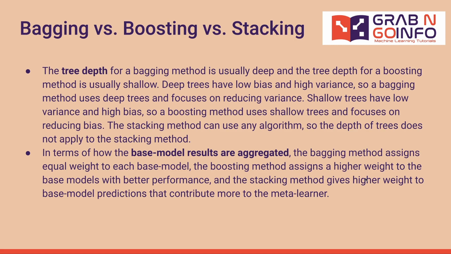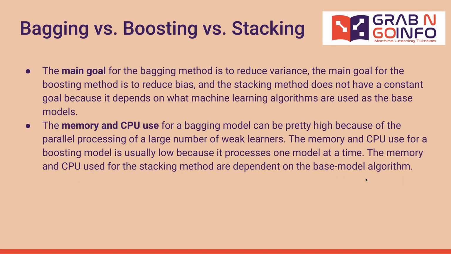In terms of how the base model results are aggregated, the bagging method assigns equal weight to each base model. The boosting method assigns a higher weight to the base models with better performance, and the stacking method gives higher weight to base model predictions that contribute more to the meta-learner. The main goal for the bagging method is to reduce variance, the main goal for the boosting method is to reduce bias, and the stacking method does not have a constant goal because it depends on what machine learning algorithms are used as the base models.